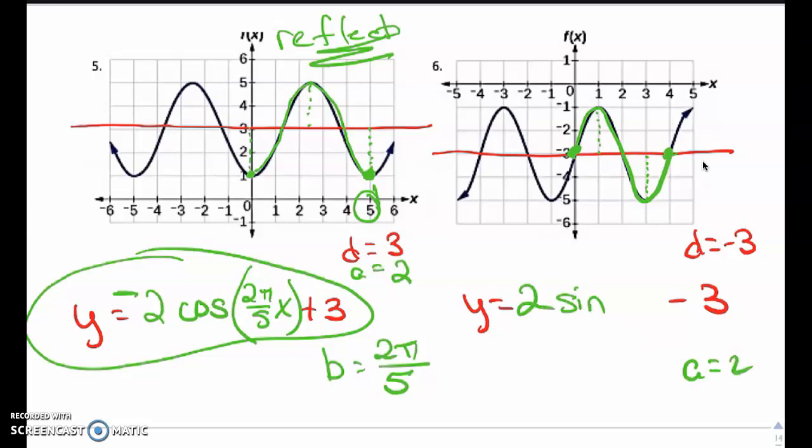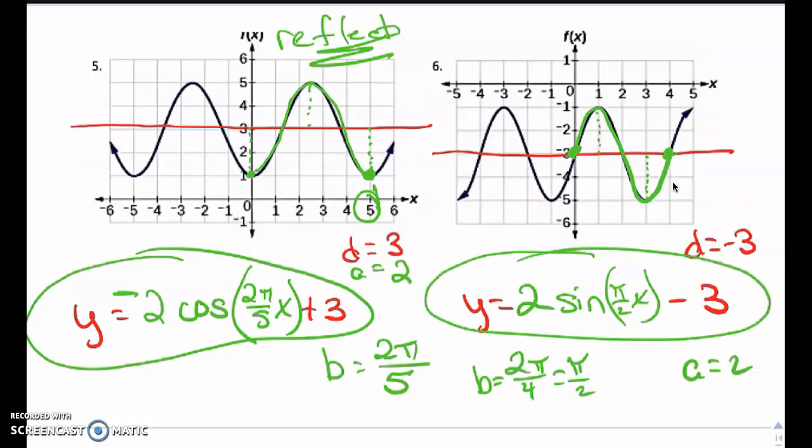Now let's figure out what our B value is. We go one complete wave in 4 units. So b is going to be 2 pi divided by 4, which is pi over 2. So that'll be pi over 2x. So that would be our entire equation for that one.